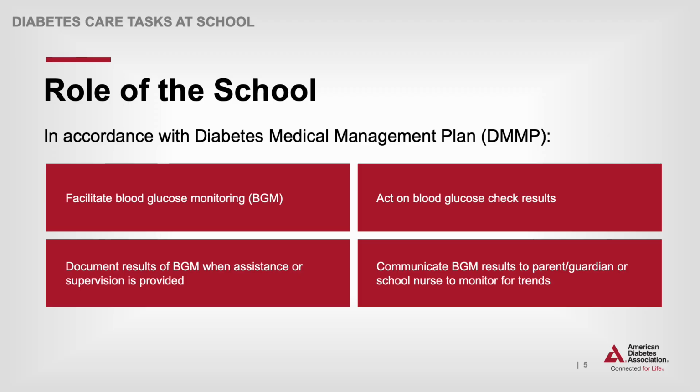Act on the results of blood glucose checks in accordance with directives in the DMMP. Document results of blood glucose monitoring when assistance or supervision is provided. And communicate blood glucose results to parent guardian or school nurse to monitor for trends per the DMMP.